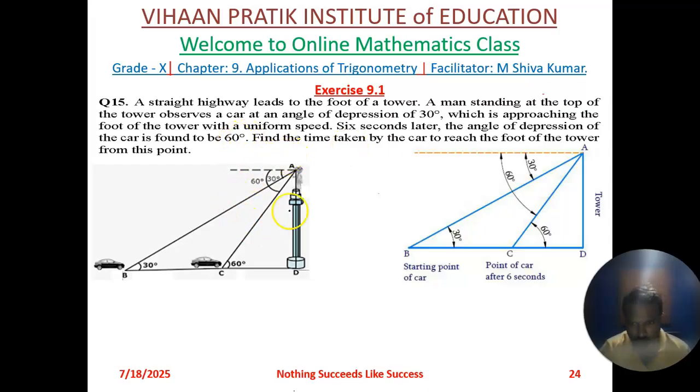So let's analyze this problem using this diagram first. So this is the tower. There is a man at the top of the tower, and he is watching from here. The first angle is 30 degrees. So this is the start point of the car.